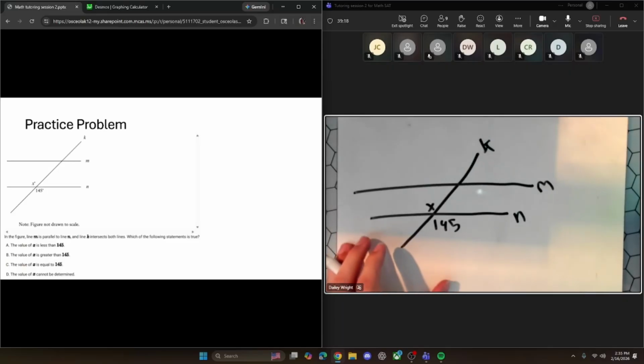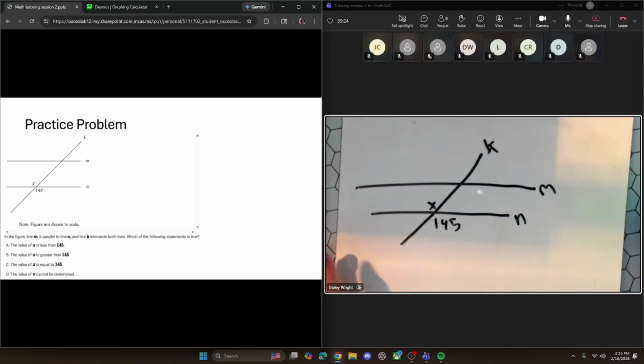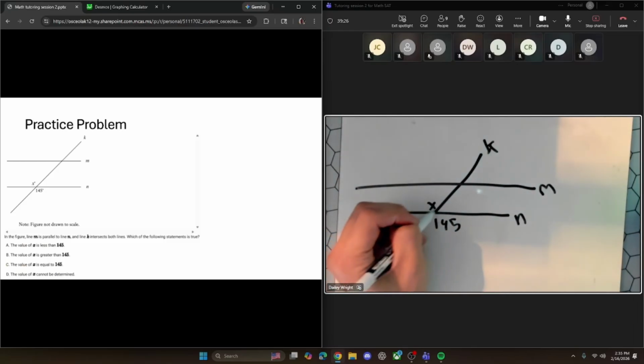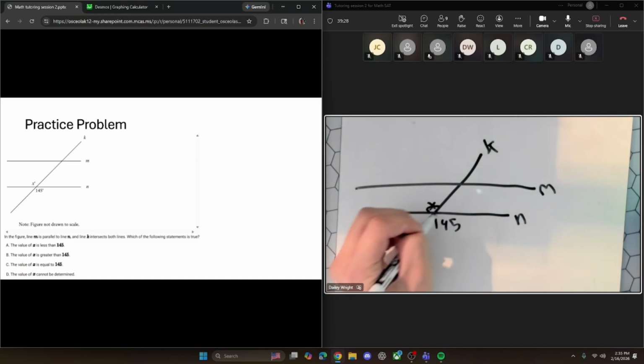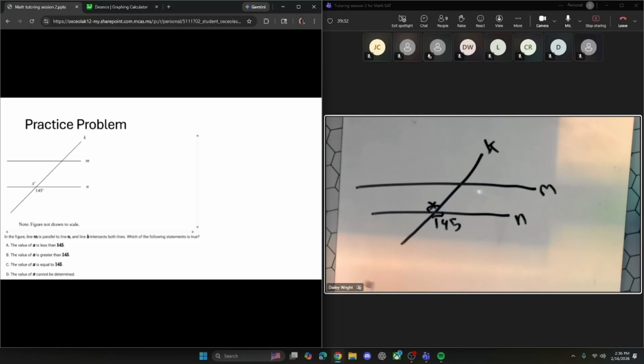Well, we want to find out the measure of angle X. We see that this is one line right here. So this line that intersects it will make two equal angles on opposite sides. X and 145 are vertical angles, which means X would be equal to 145, which is C.